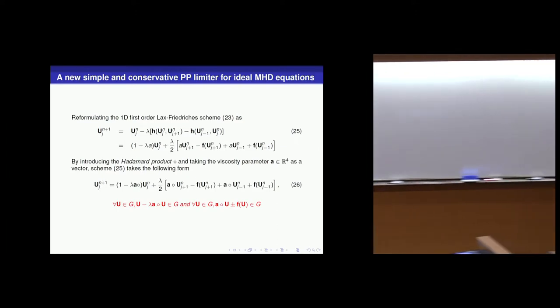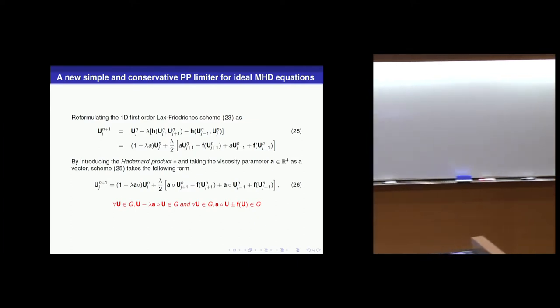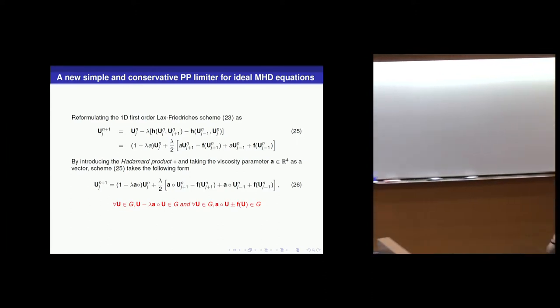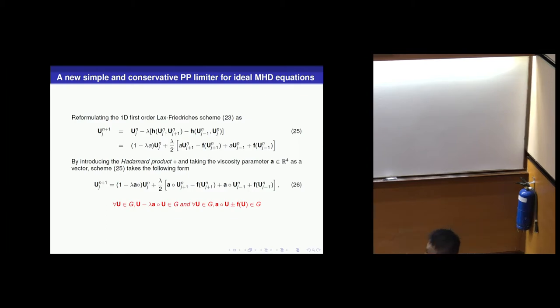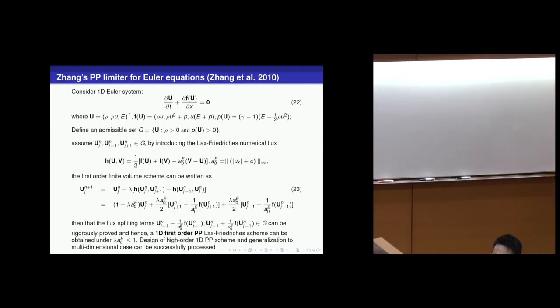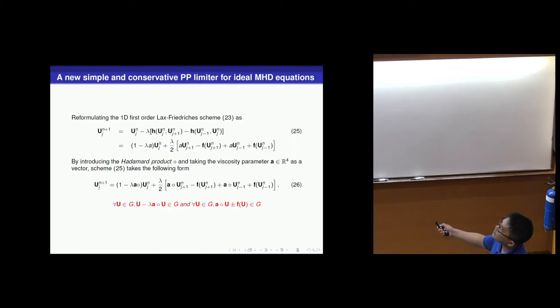But we can go in another direction, because compared to the Euler equation, the MHD equation just has one more unknown, the magnetic field. For two dimensions we go from four unknowns to six unknowns. So we make some choice or some control for this parameter, actually A0E. Now we introduce the Hadamard product. This is joint work with Zhang Xiangxiong at Purdue University. With the Hadamard product we write the first-order LF scheme for the MHD equation in a form like this. Similarly, we just need to prove three parts, this one, this one, this one, to be in G.